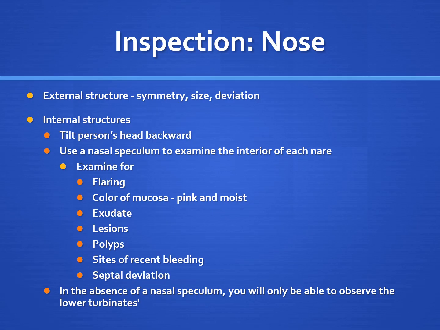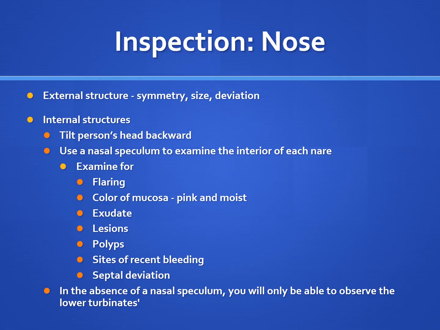We're looking at the mucosa. Normal color would be pink and moist. Abnormal would be pale or red and inflamed. Exudate, so like any drainage. We're looking at the color and consistency. Looking for lesions like ulcer sores or abnormalities, which can indicate infection, trauma, or malignancy.